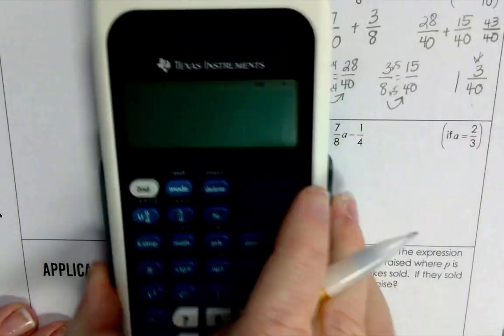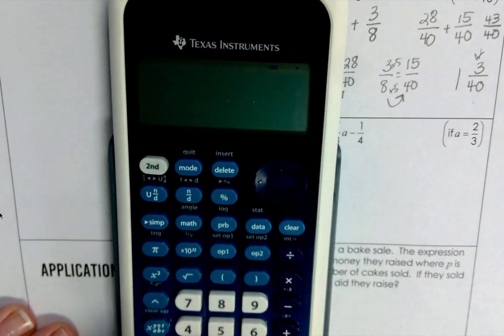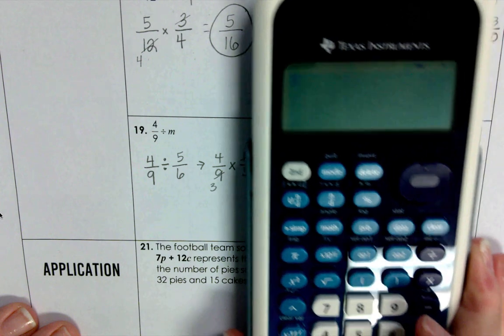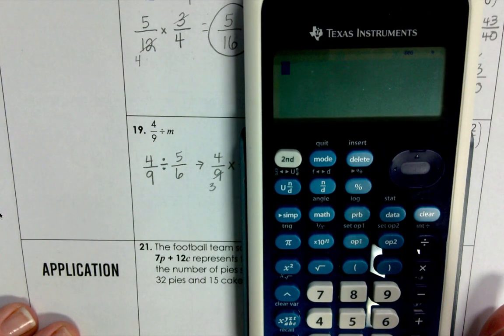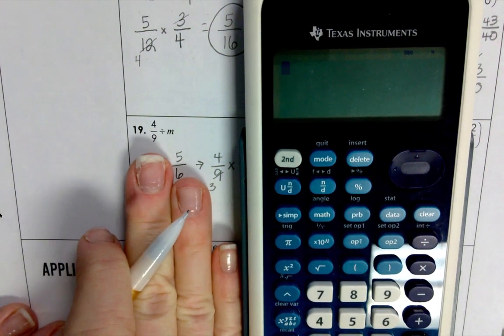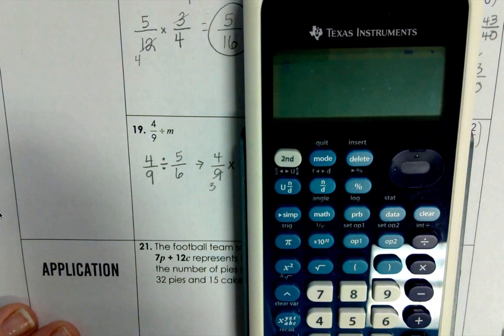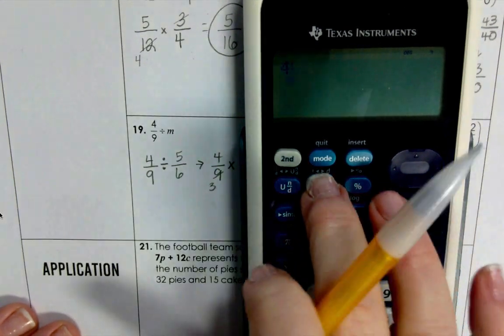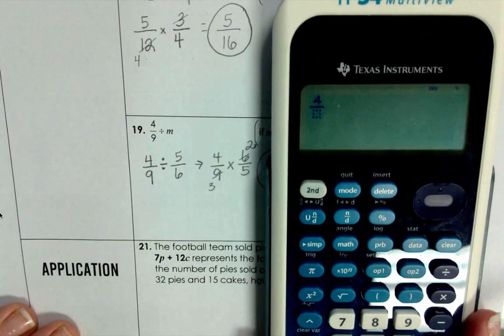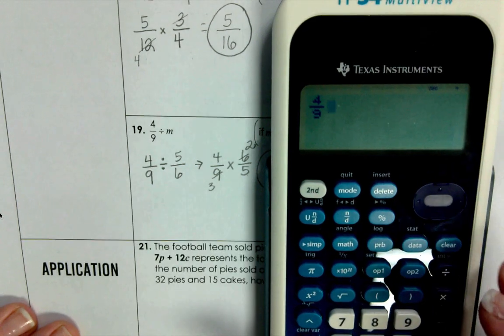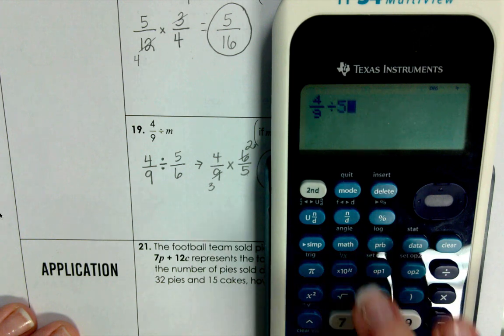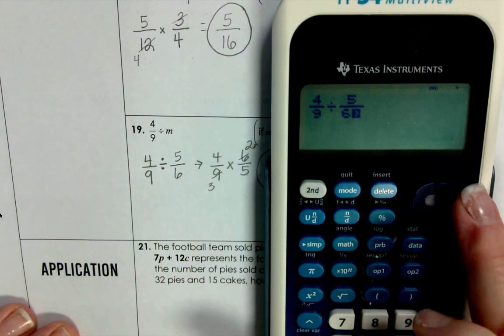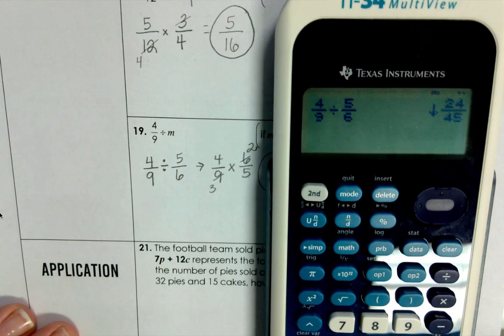But let's play with this. You can put this in your calculator. Because the whole idea is that you want to understand the concept of using variables, and so therefore I'm not trying to make you remember how to do this at the moment. So 4, numerator, denominator, 9, arrow over to get away from that, divided by 5, numerator, denominator, 6, away from that, enter.